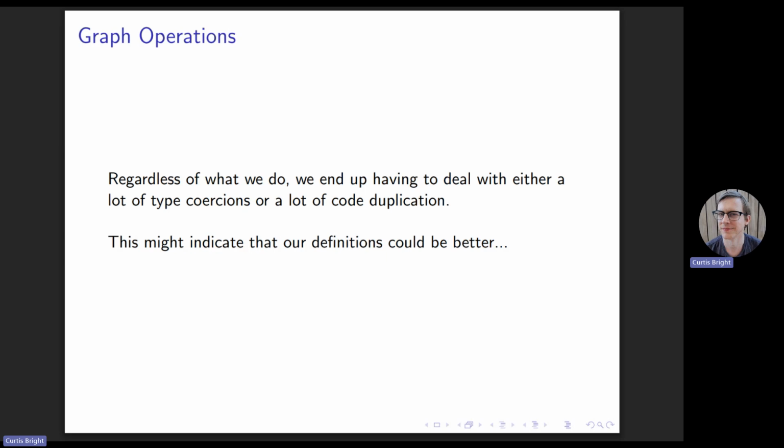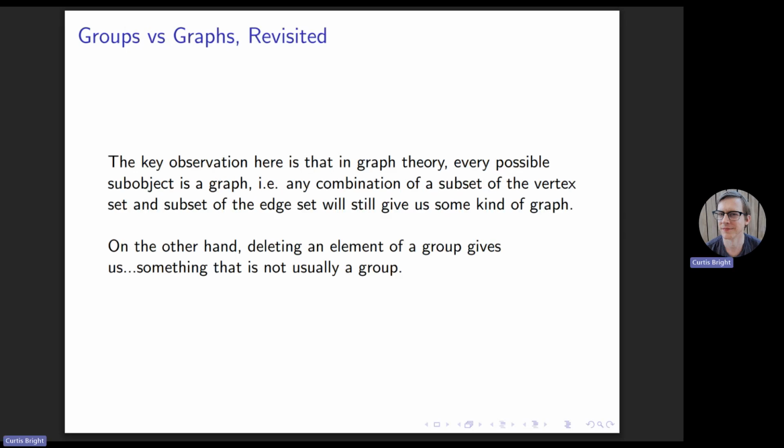So regardless of what we do, we end up having to deal with either unnecessary type coercions that get in the way of things, or code duplication, or both. And this might indicate that our definitions need some improvement. So the key observation here is that in graph theory, every possible subobject is a graph. Any combination of a subset of the vertex set and a subset of the edge set is still going to give us some kind of graph, right?